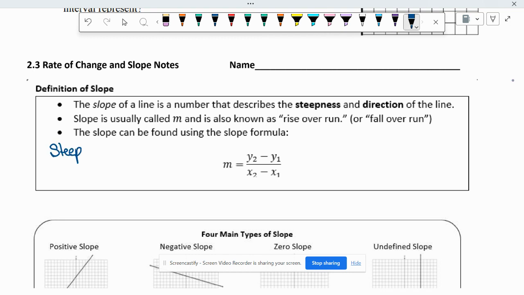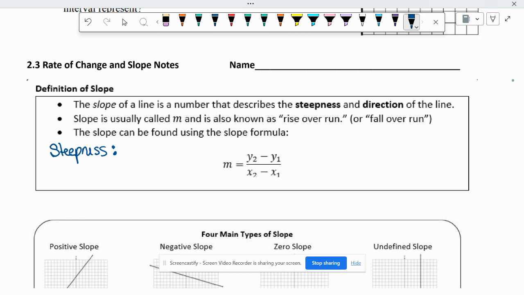So steepness. It is page 20. It's in the middle of the page. We're on page 20, right in the middle. So the steepness of the line.